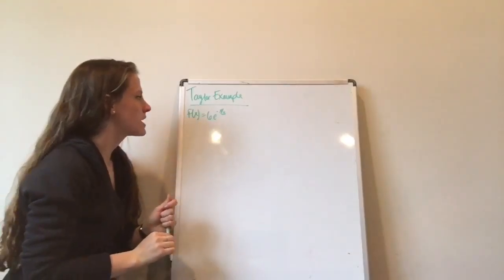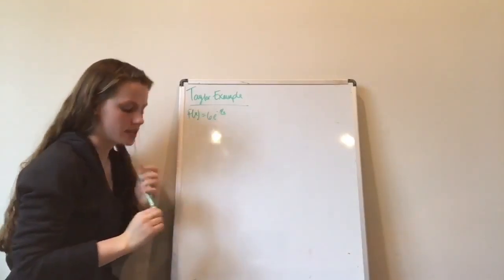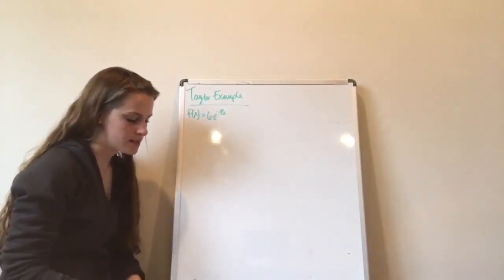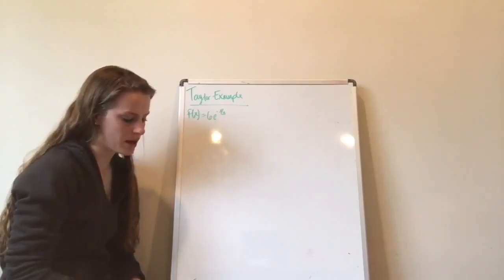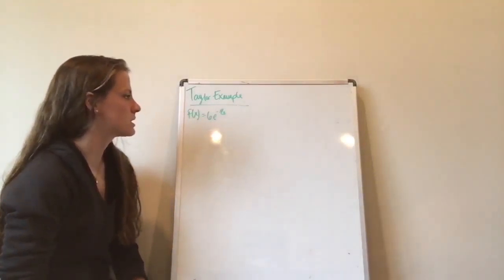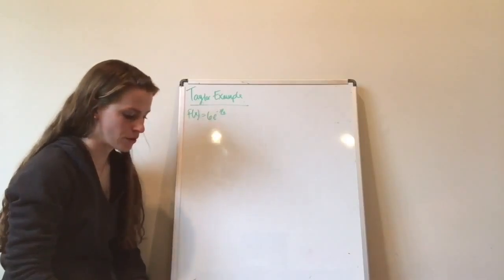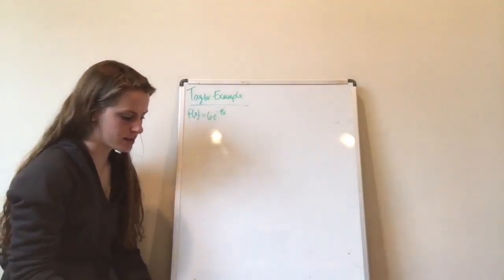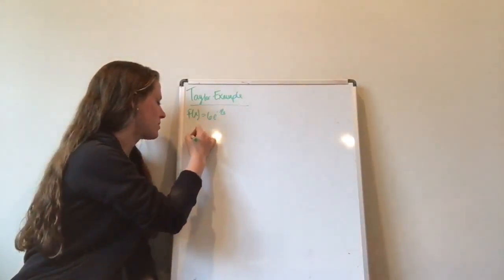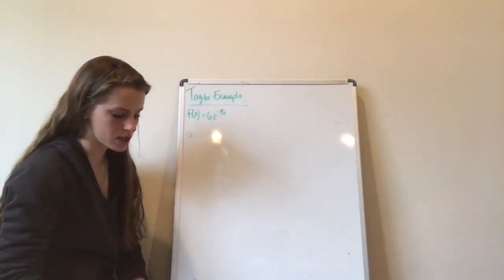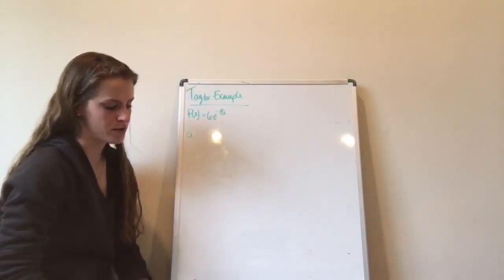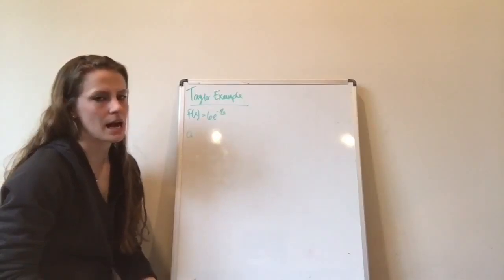Okay, so now we're going to do a Taylor example, and it's actually going to be an AP problem. So it says, let f be the function given by f of x equals 6e to the negative x over 3 for all x. A says, find the first 4 non-zero terms and the general term for the Taylor series for f about x equals 0.